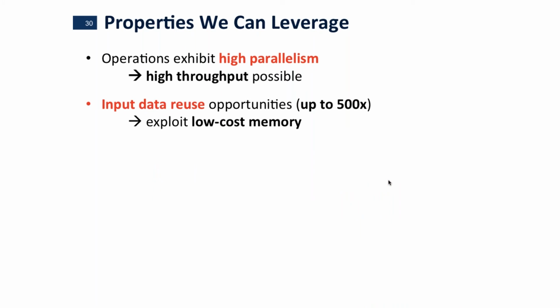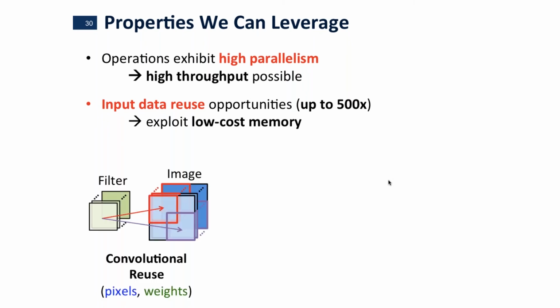So the question is, if I read something once of the input data, can I use it multiple times for many different operations? And when I read it once, can I bring it on chip to exploit what we call low-cost memory on chip? So there are various reuse opportunities that we can see in the neural network. I'll first walk through the 3 different types.